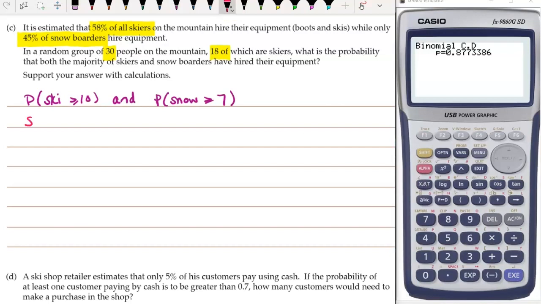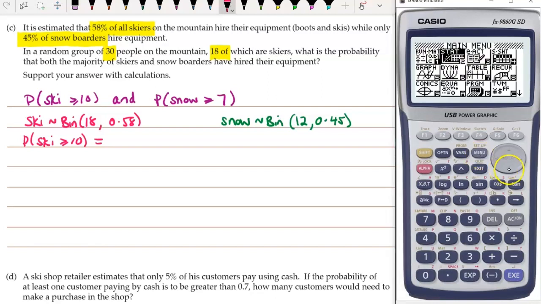Now, for the skiers, they follow a binomial distribution where they've got 18 to choose from and a probability of hireage of 0.58. For the snowboarders, they follow a binomial distribution where they've got 12 of them and the probability of hireage is 0.54. So for the skiers, the probability that skiers is greater than or equal to 10.